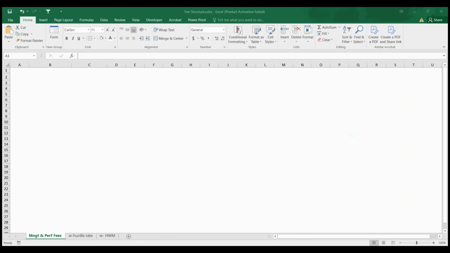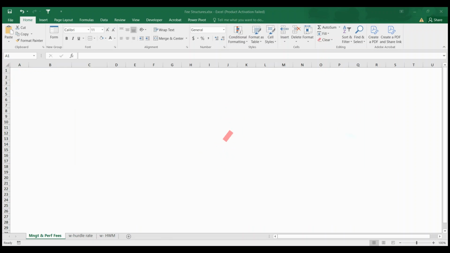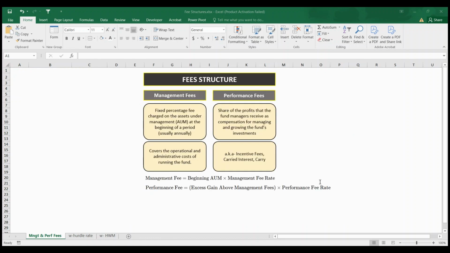Hi everyone, in this video we will learn about fee structures in alternative investment funds. The total fees paid by investors in alternative investment funds often consist of management fees and a performance fee. Let's understand what management fee and performance fee mean.